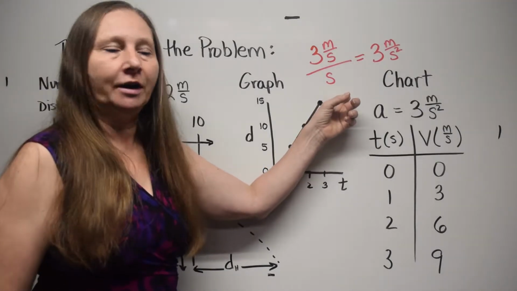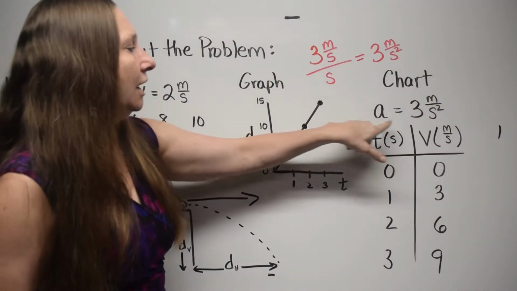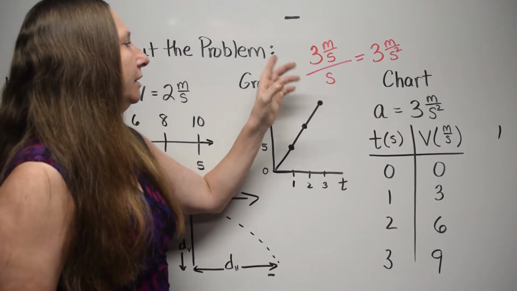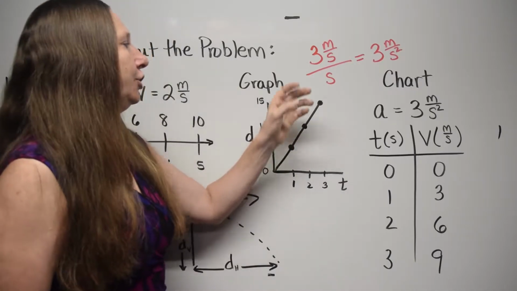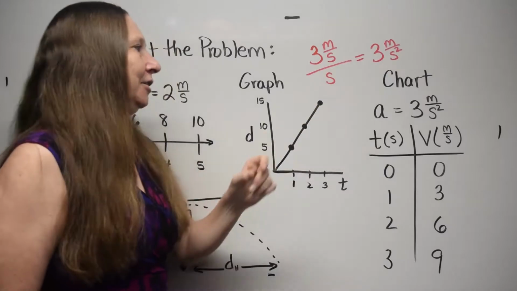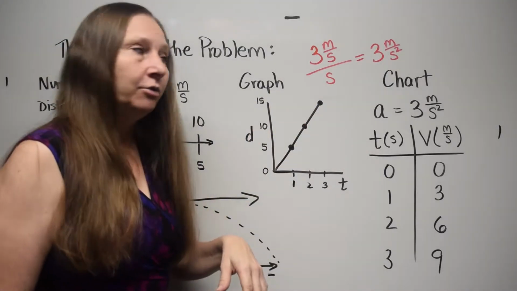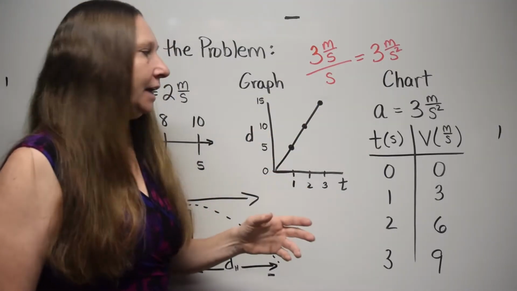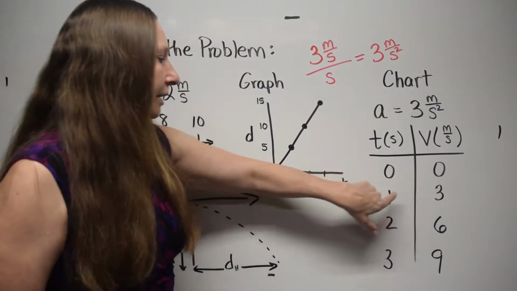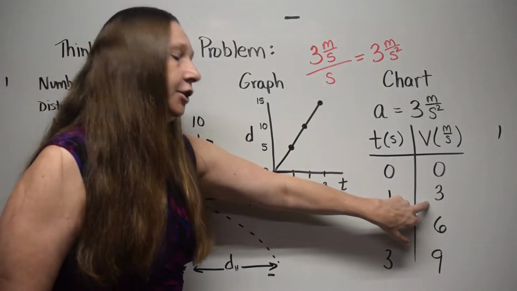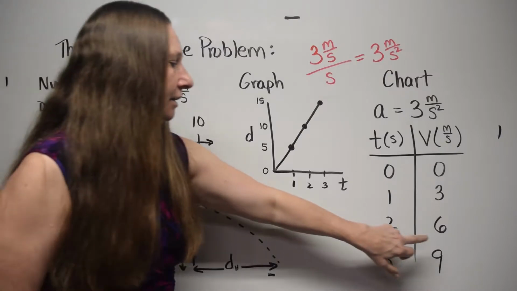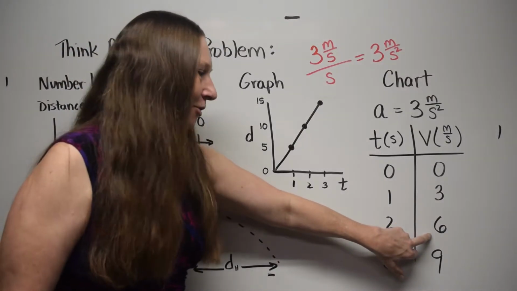Now here we have a chart. We know that the acceleration is 3 meters per second squared. What that really means is that the velocity is changing 3 meters per second per second. So the velocity is either going up or down 3 every second. So if we start at a velocity of 0, then after the first second, the velocity could have gone up to 3 meters per second. And after the next second, the velocity has gone up to 6 meters per second.